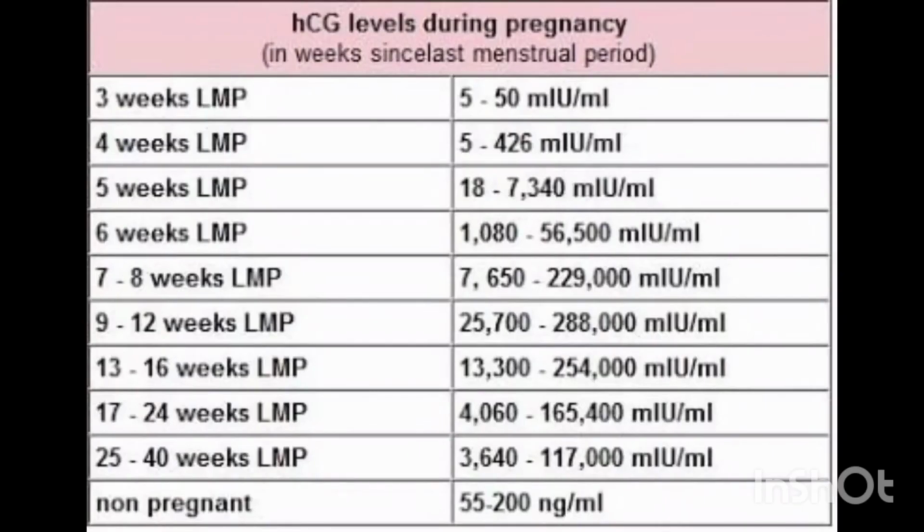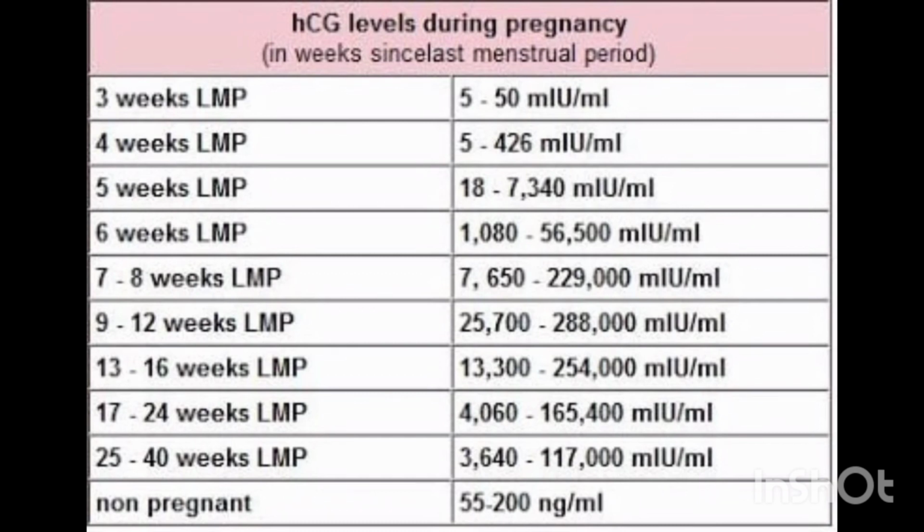3 weeks: 5 to 50 mIU/ml. 4 weeks: 5 to 426 mIU/ml. 6 weeks: 1080 to 56,500 mIU/ml. 7 to 8 weeks: 7650 to 229,000 mIU/ml. 9 to 12 weeks: 25,700 to 288,000 mIU/ml. 13 to 16 weeks: 13,300 to 254,000 mIU/ml.